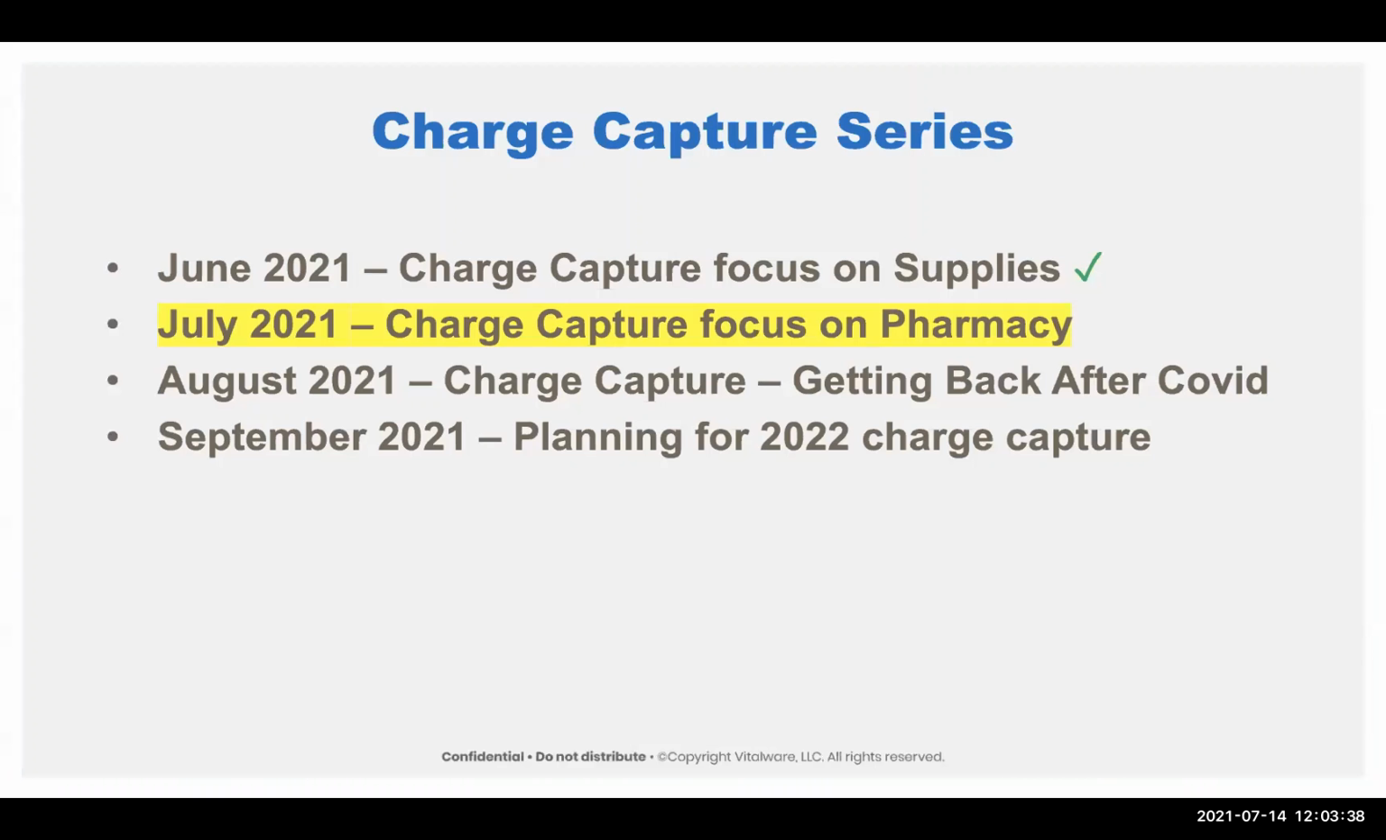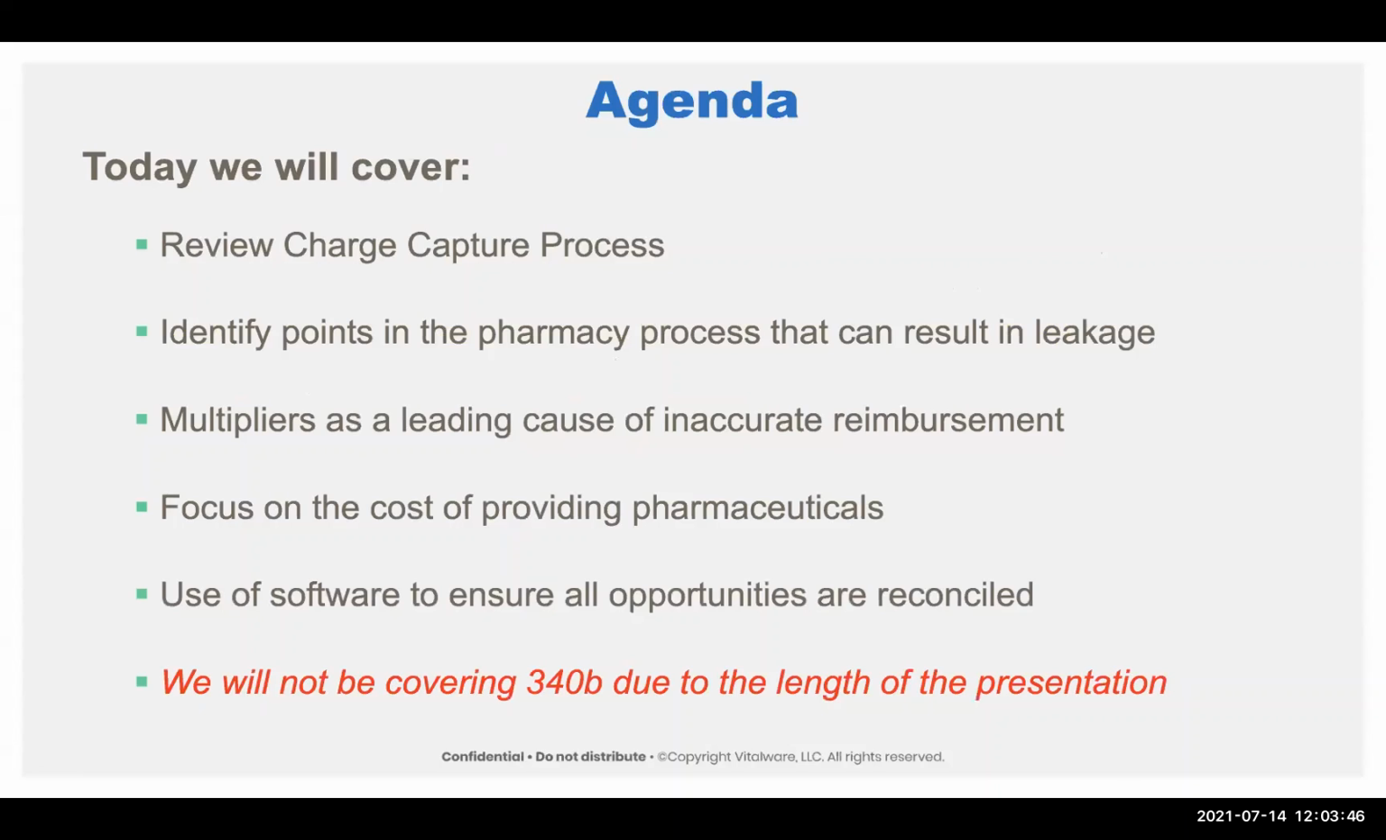Last time, we did the focus on supplies. So this time we're going to focus on pharmacy. One of the agenda items we're going to cover today is the charge capture process. It's entirely different for pharmacy than general charge capture. Identify points where leakage characteristically occurs, multipliers as a leading cause of reimbursement failure, and then the cost.